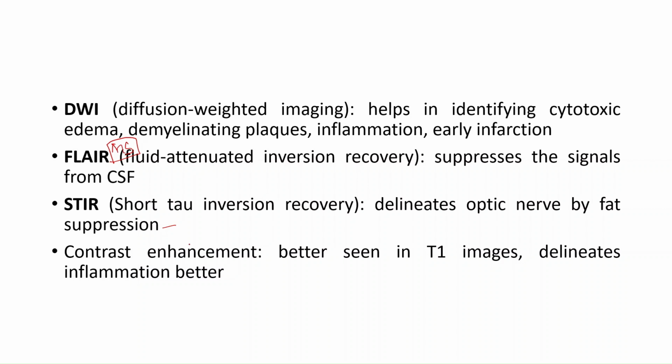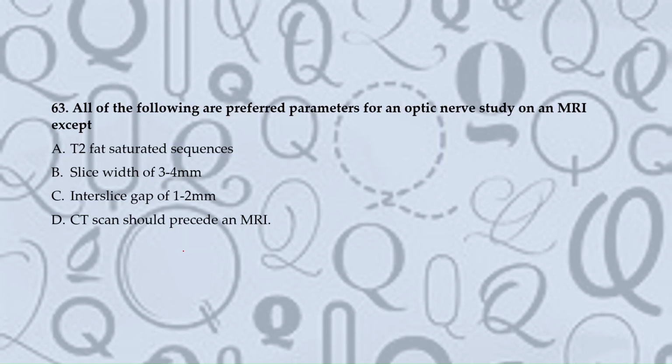Then what is contrast enhancement? Gadolinium is the contrast material and it is a very safe material. It's only contraindicated when there are some blood disorders like sickle cell anemia. This helps in better delineation of inflammation, so better seen in T1 images like we just discussed.